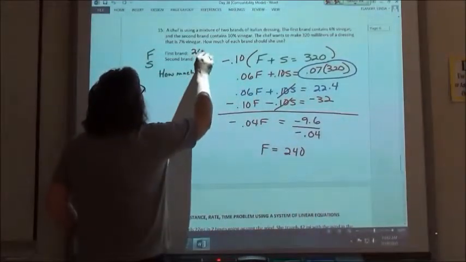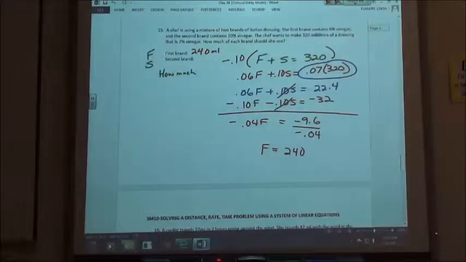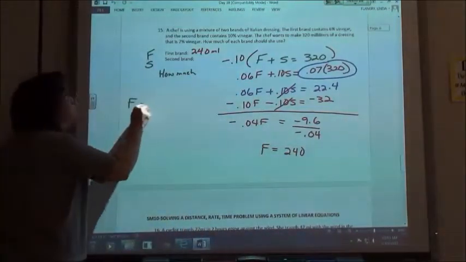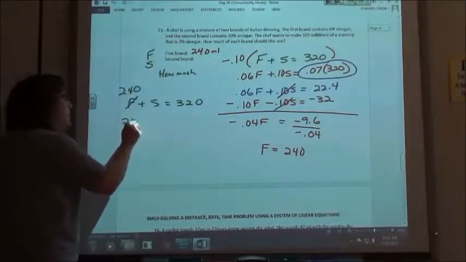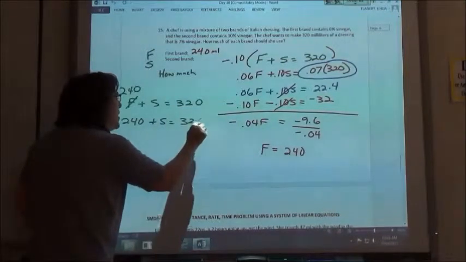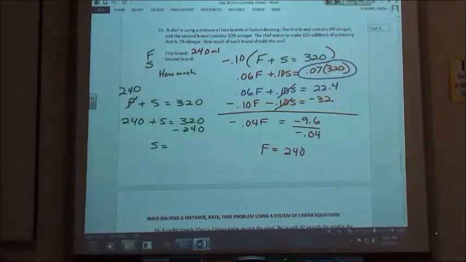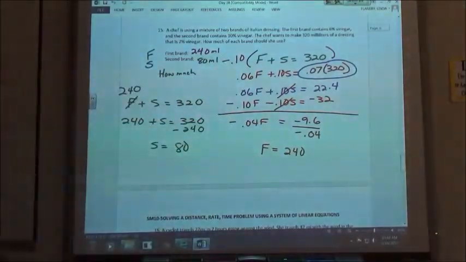So she used 240 milliliters of the first, right? The second one then, if I use my first equation up there, I know my first plus my second was 320. I know my first is 240 now. So 240 plus the second is 320. And if I subtract 320 minus 240 is 80. So 240 milliliters of the first one, 80 milliliters of the second one.